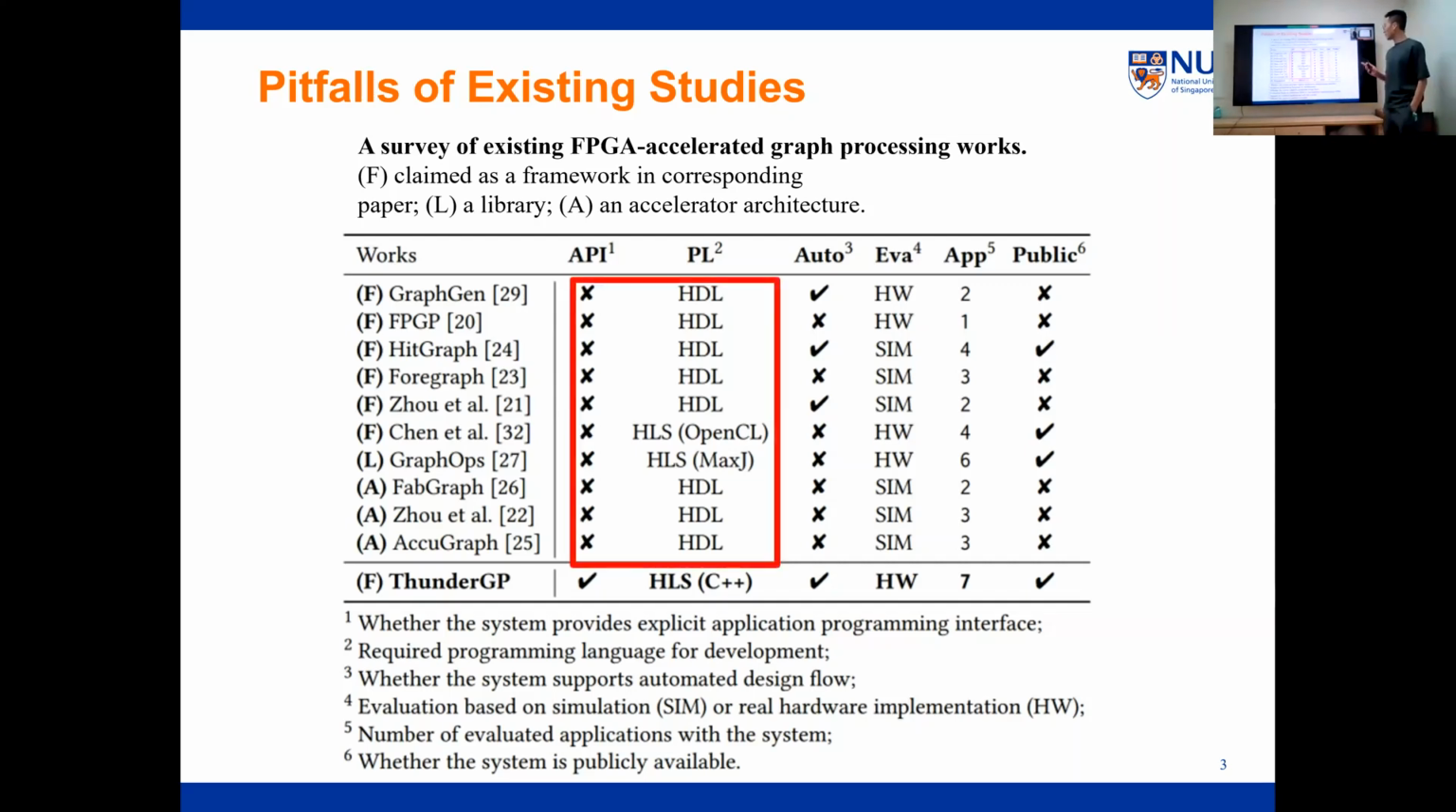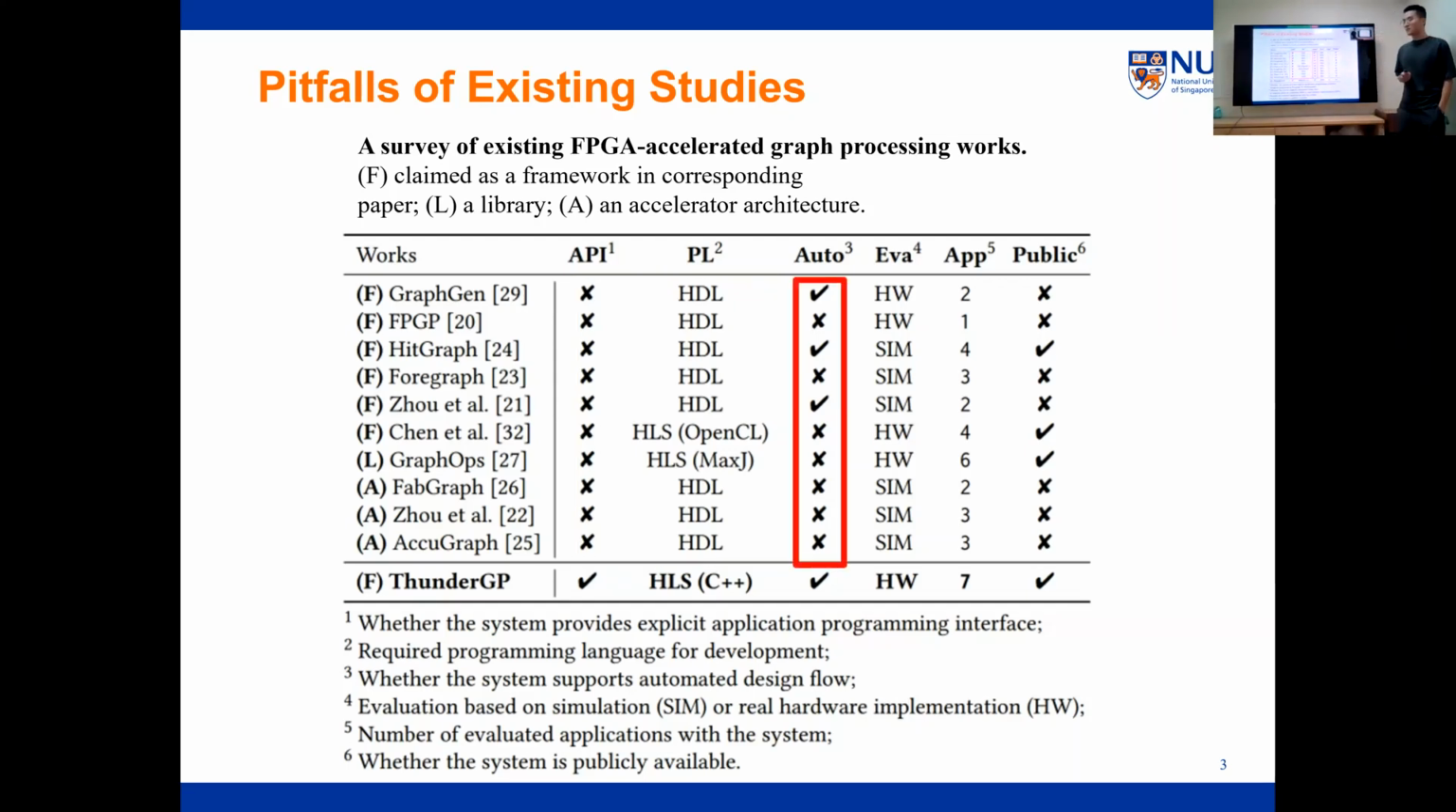Firstly, most of the work do not have explicit APIs, and also most of them are programmed with hardware description language, for example, Verilog or HDL. In terms of automation, most of them don't have any. That means that developers need to conduct manual performance tuning.